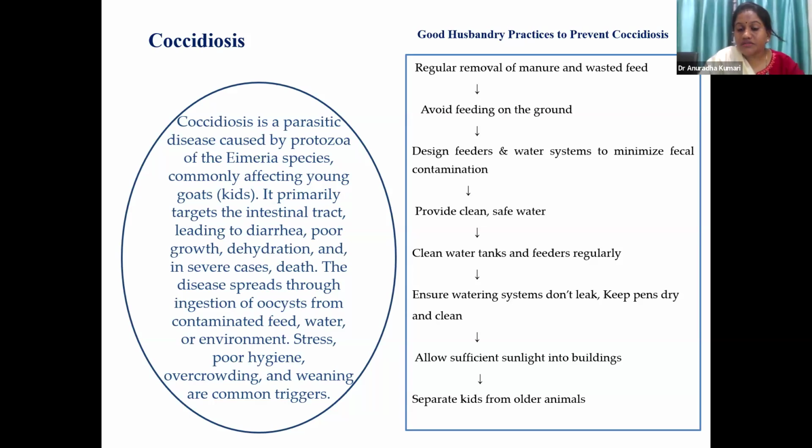Always try to allow sufficient sunlight to enter into the animal shed. Separate the kids from the old animals and isolate the affected animal. These are some preventive measures that can be used at the farm level to prevent losses in kids because of coccidiosis.